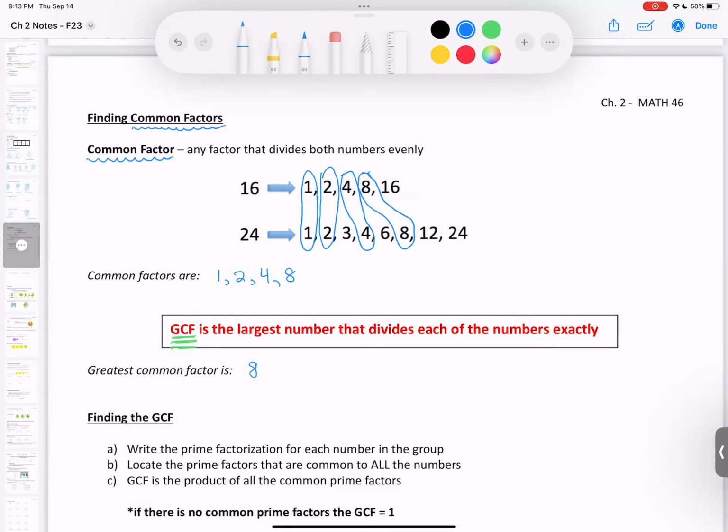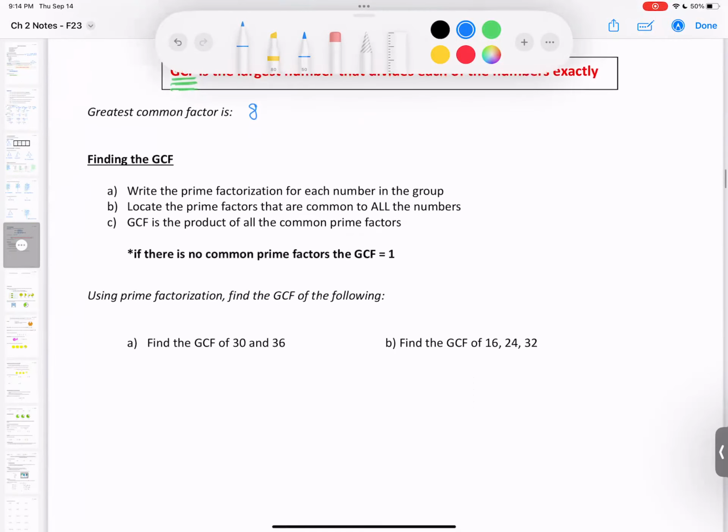Now, if you want to find the GCF, which is the greatest common factor, you could do this. If you were asked to find the greatest common factor of 16 and 24, you could list out the factors like we have here and figure out which is the highest one in common. But there's an easier way to do it.